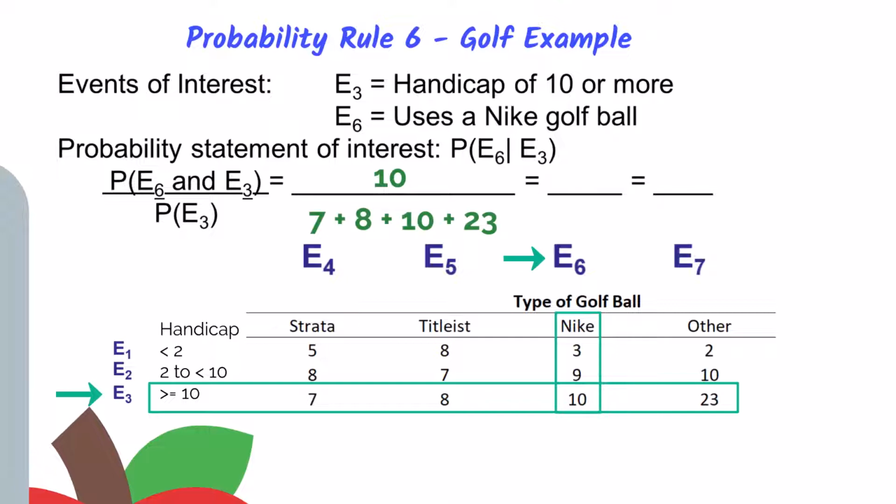We need to add up the numbers from event 3, or the bottom row. So we're going to take 7 plus 8 plus 10 plus 23, and we get 48. So we're going to take 10 and divide by 48, and we get 0.21. So the probability that someone will choose a Nike golf ball, given that they have a handicap of 10 or more, is 21%.